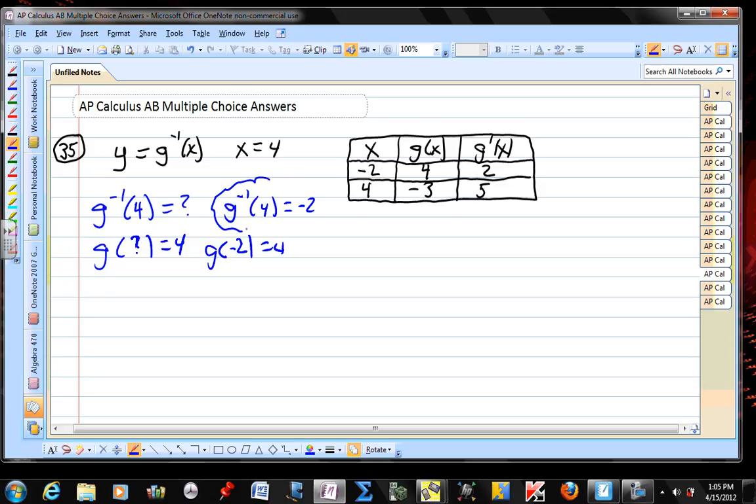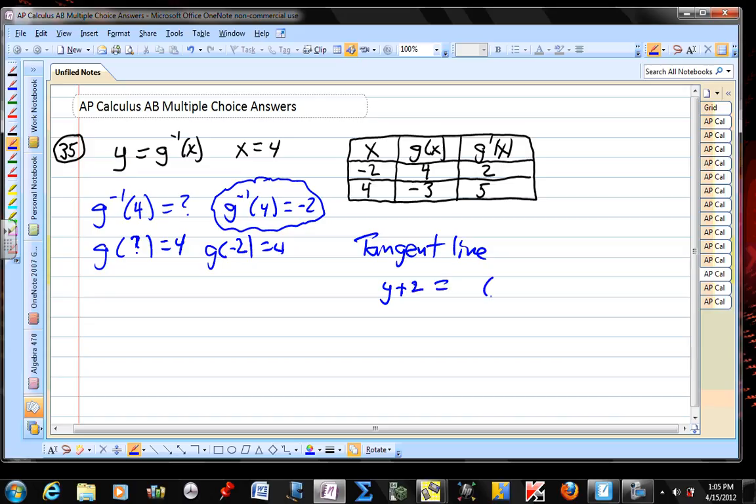This is the information we're going to use to start writing our tangent line equation. We're going to say y minus negative 2, which is going to become y plus 2, equals something times the quantity x minus 4. And our job is to find m, the slope of this tangent line.